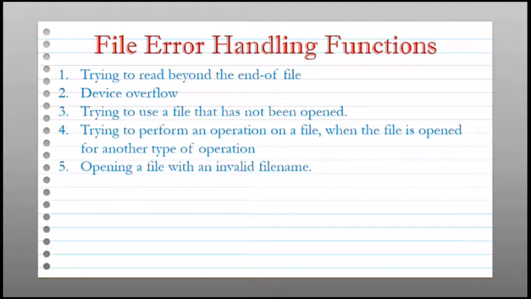The next one is opening a file with an invalid file name. This error can occur when we try to open a file and that file name is invalid, or when we are trying to open a particular file which is not present in the system. The next one is attempting to write to a write protected file.